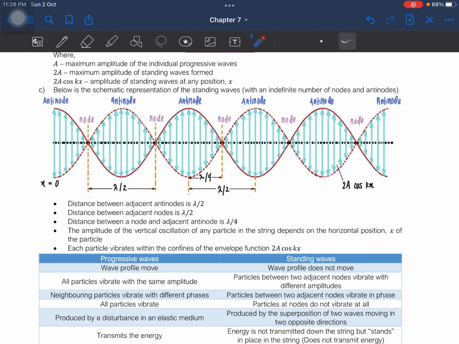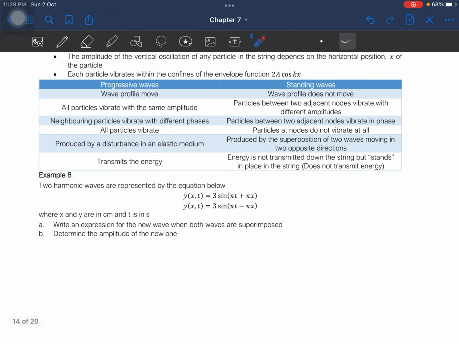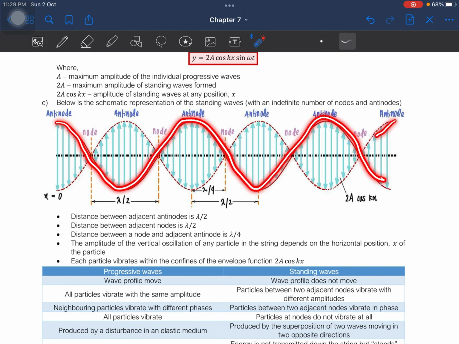Then the amplitude of the vertical oscillation depends on the horizontal position of the particle. Each particle would vibrate within the confines of the envelope function. So the particle is vibrating within this, what we call the envelope. This is not two strings, it is just one string. This is telling you that after it moves like this, the motion on this side will also be like that.